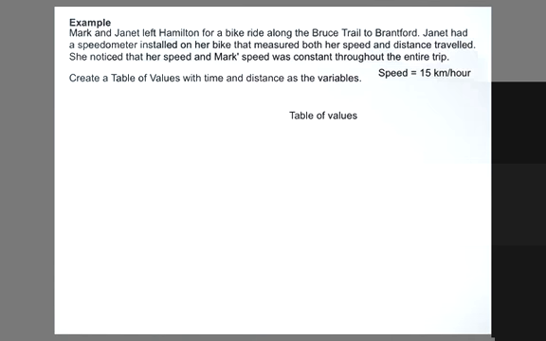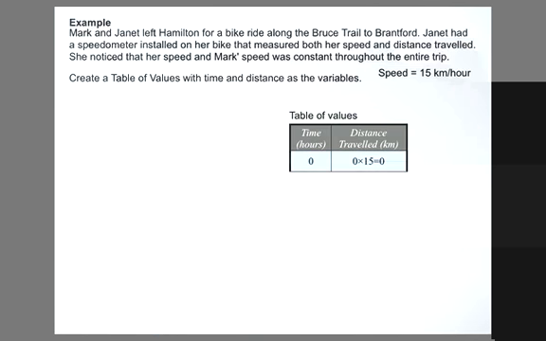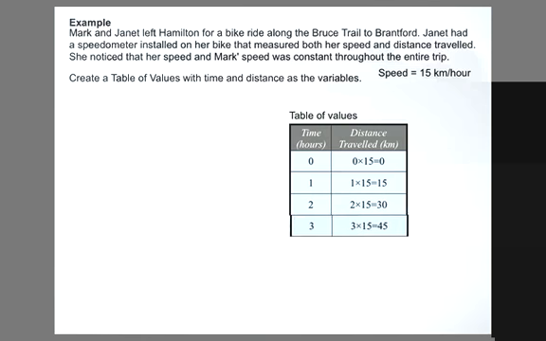Here we have a table of values. We'll set up time in the left-hand column, in hours, and distance traveled in the right-hand column. For 0 hours, they'd have traveled 0 kilometers. For 1 hour, they'd have traveled 15 kilometers. For 2, they would travel 30. For 3, they would travel 45. And for 4, they would travel 60.